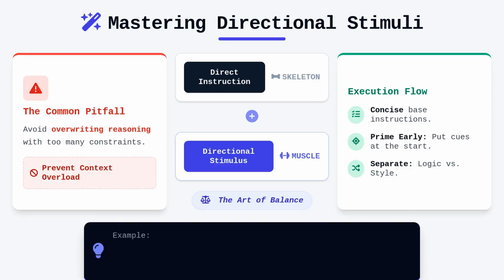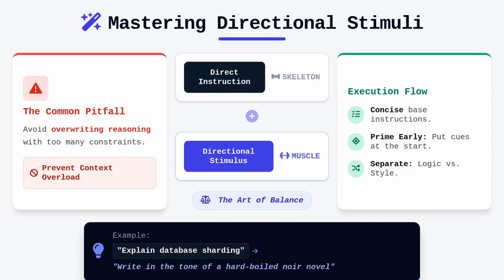For instance, if you need a creative writing piece regarding distributed systems, you might instruct the model to explain database sharding while setting the stimulus to write in the tone of a hard-boiled noir novel. This separation of concerns allows the model to leverage its reasoning capabilities while staying firmly within the stylistic or domain boundaries you have established.